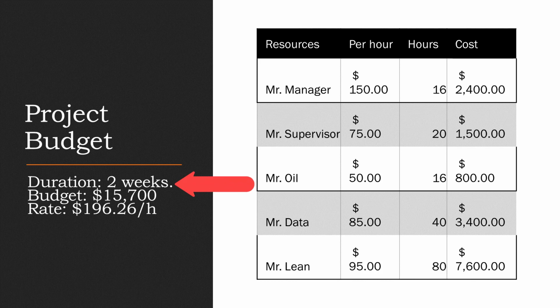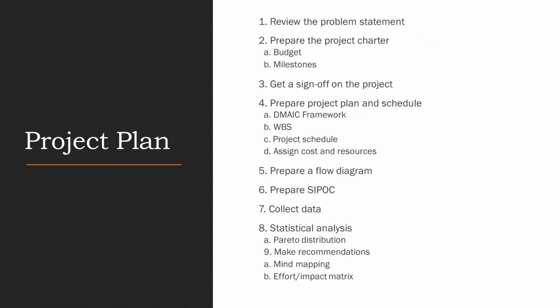The duration of project is estimated to be 2 weeks, and the budget is $15,700 or $196.26 per hour. So the project plan is number 1. Review the problem statement. Then prepare the project charter, including budget and milestones. Get the sign-off on the project.